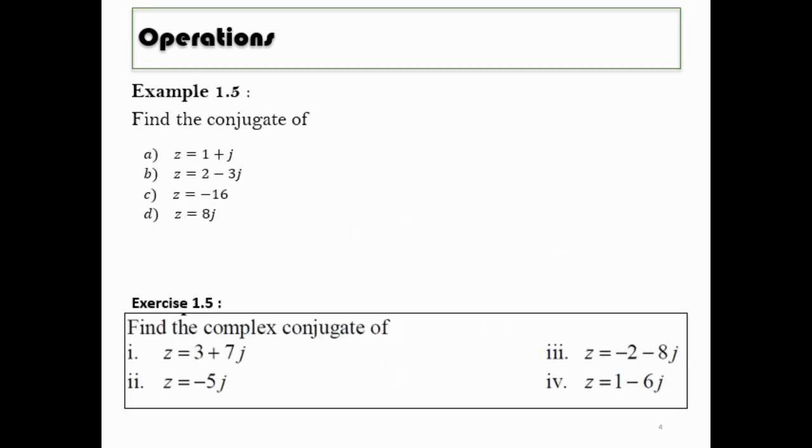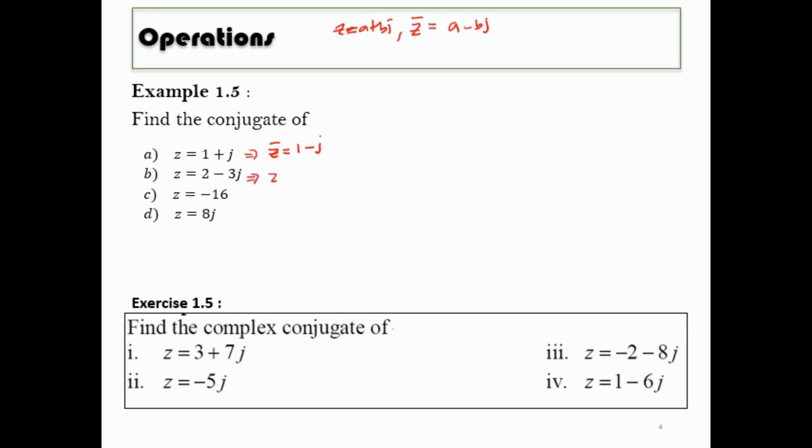Let's try to do this example. Remember, the conjugate of z is equal to a minus bj. If z equals a plus bj, then z bar is equal to a minus bj. So here z is equal to 1 plus j. So z bar must be equal to 1 minus j. So we just change the sign of the imaginary part.